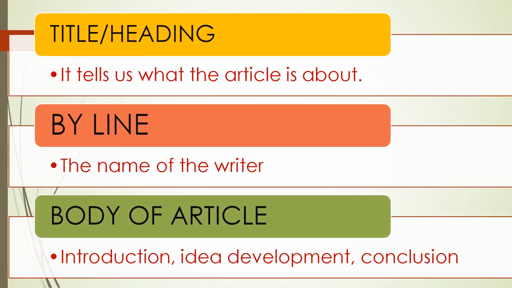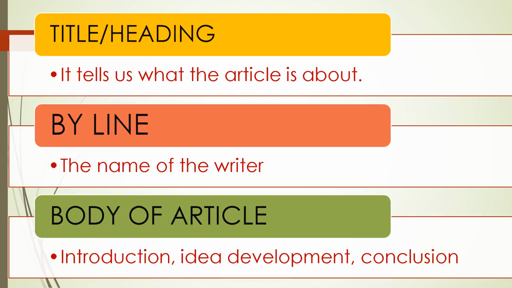Among various parts of an article, the first one is title or heading, which tells us what the article is about. So, dear students, while attempting the question of article writing during the examination, the first thing that you have to do is read the question paper very carefully, because after reading it you will have enough idea on what issue, on what topic you are going to write an article, because so many hints will be given in the question. So first thing is that you must select one suitable title or heading. Then the next is byline. Byline means the name of the writer.